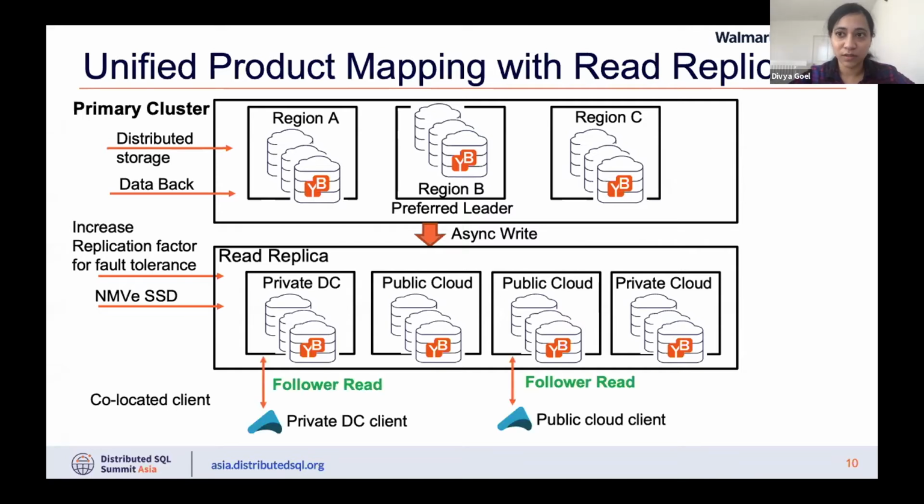So the reason we are trying to expand this read replica in multiple regions is because we want to support geo-replication, different markets, and we want to be co-located with our clients so that the clients can do follower reads and read from the same region. The follower read is not just supported in read replica, it's supported in primary cluster also.